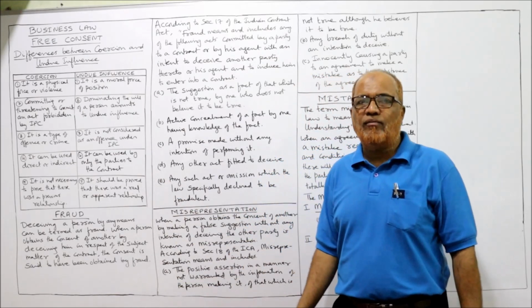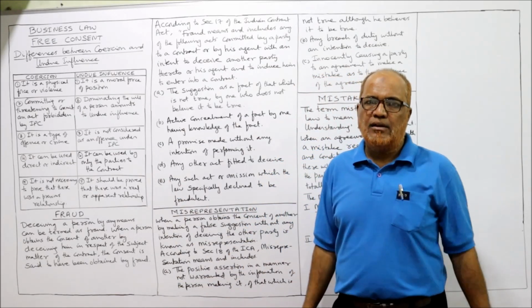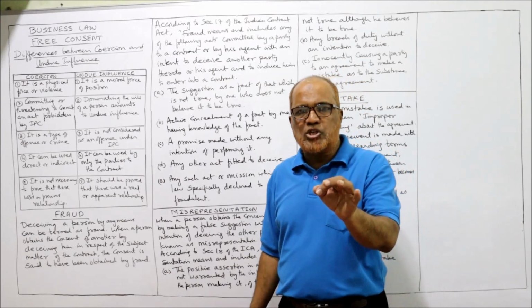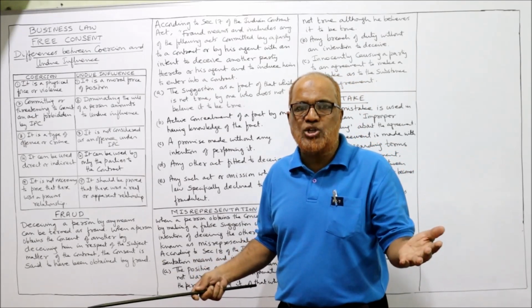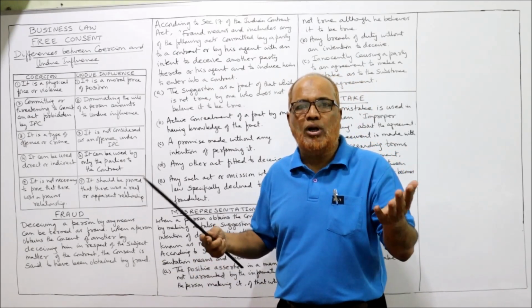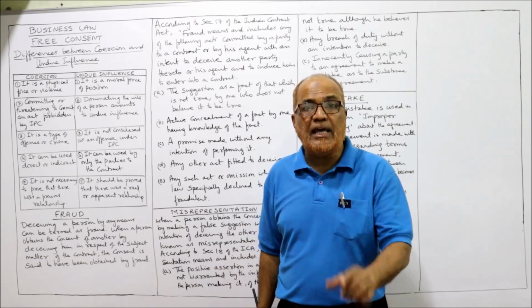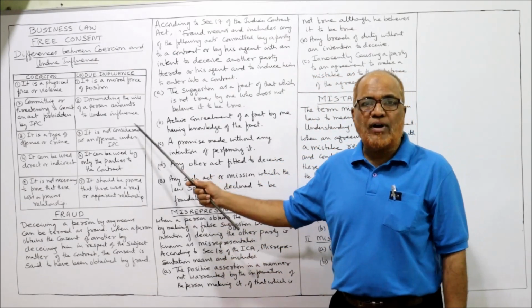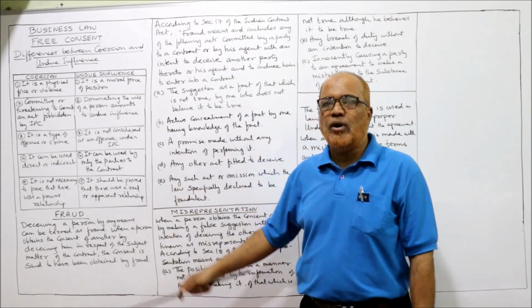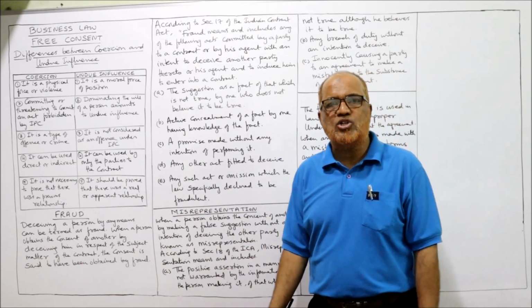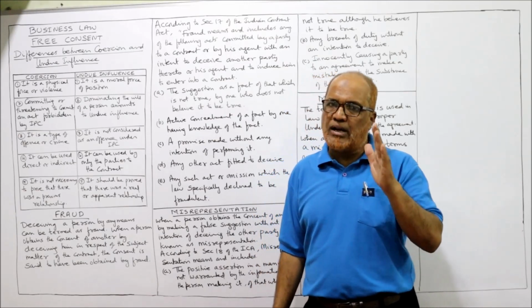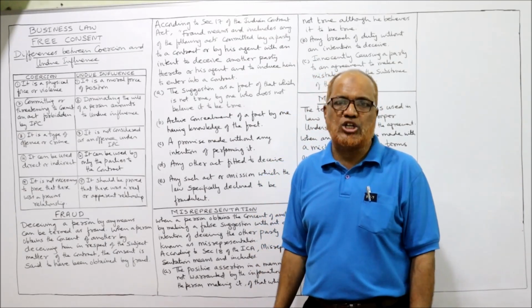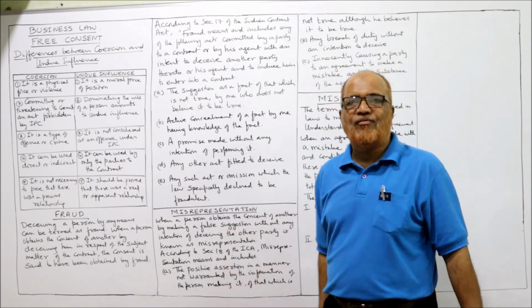Whereas in case of undue influence, it's a must. There must be some relationship, whether it is a real relationship, an apparent relationship or a fiduciary relationship. But any relationship must be there between the parties in case of undue influence. So these 5 points you can write in examination regarding the differences between undue influence and coercion. Now the next is fraud.